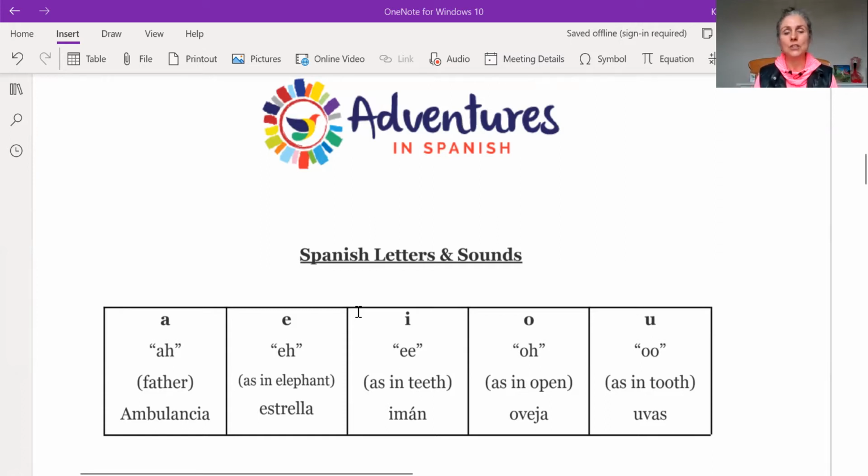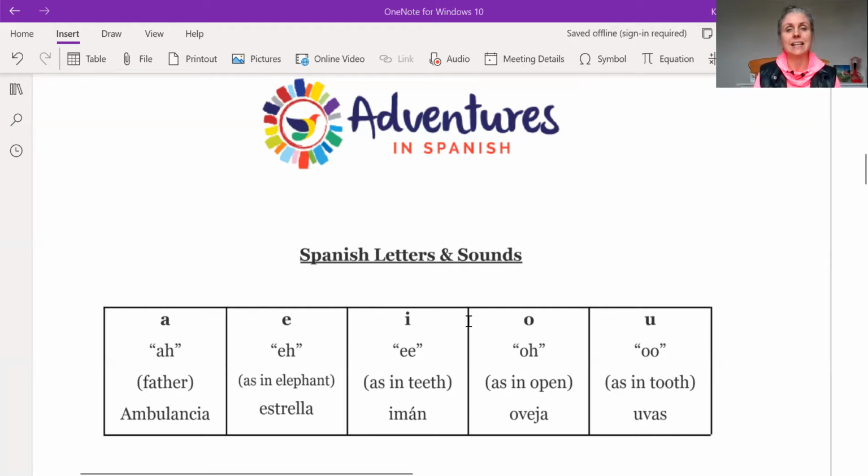I, which is also known as an I latina, because the sound of the letter I in Spanish sounds the same as the letter I in English. To differentiate, we call it the I latina. And the word I have as an example here is imán. Imán, which means magnet. And you can see that there's an accent over the A. That means that we give that letter more stress. So it's not imán, it's imán.